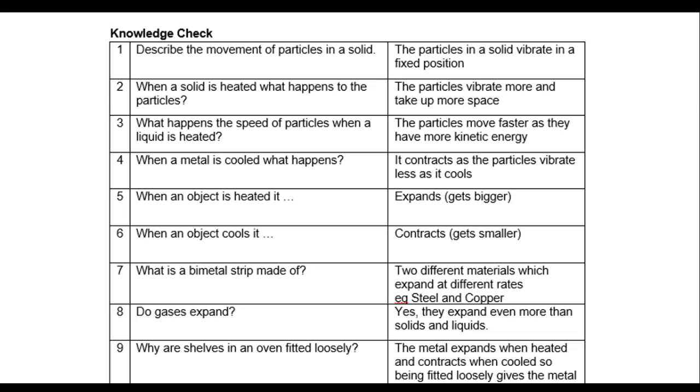For question 7, what is a bimetallic strip made of? It's basically referencing the bimetallic strip. Bimetal and bimetallic mean the same thing. They are made up of 2 different materials which expand at different rates, and the most common example of that is steel and copper, but it can be steel and brass or iron and brass.